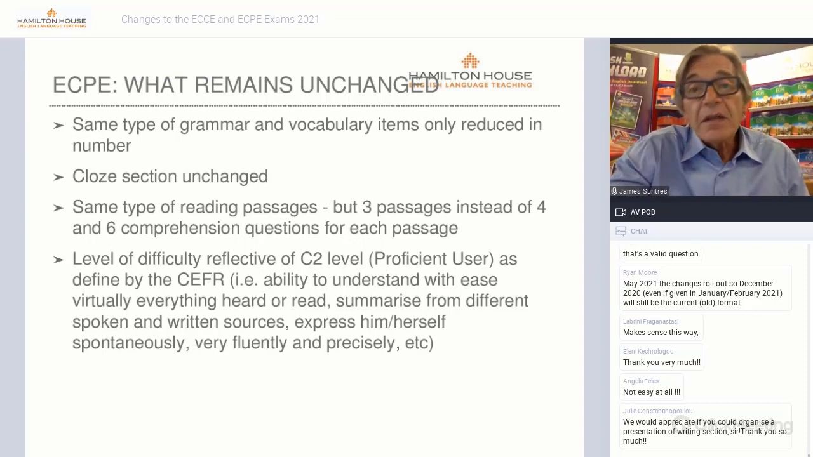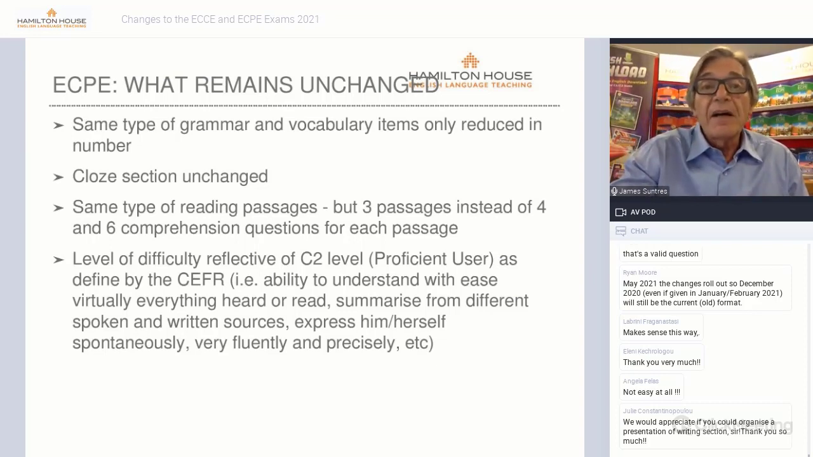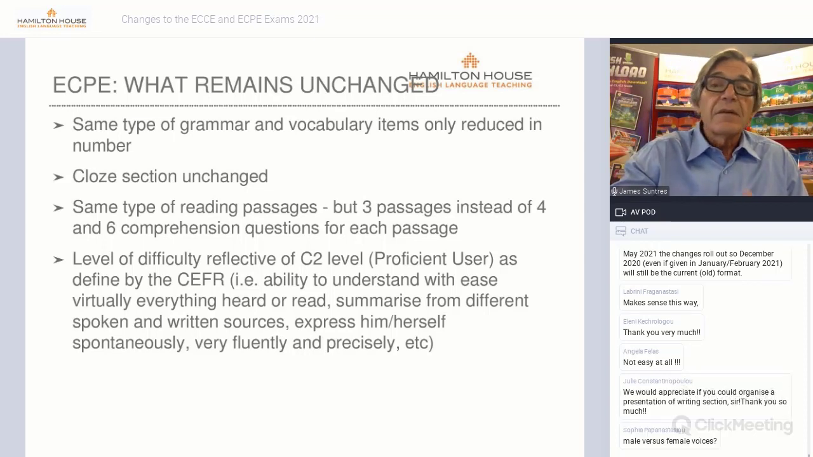What remains unchanged? Well, we have the same type of grammar and vocabulary, only a reduction in the number of items. The closed section remains unchanged. Of course, that was overhauled relatively recently. We have the same types of reading passages, but there are 3 reading passages instead of 4, and there are 6 comprehension questions for each passage. And it is representative of the C2 level, proficient user, as defined in the Common European Framework: ability to understand with ease virtually everything heard and read, etc., etc.